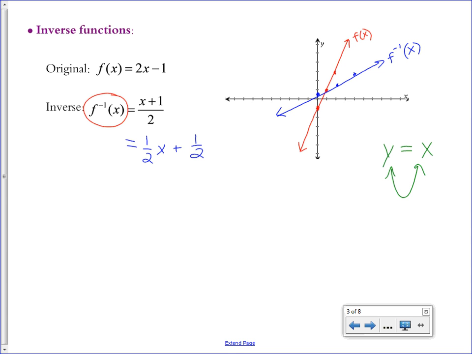If you picture where the line y equals x is, it's kind of like this other axis. It's not the x-axis or the y-axis that you're reflecting over. It's this 45-degree angle axis that goes right up the center of quadrants 1 and 3. So inverse is a reflection over the line y equals x.